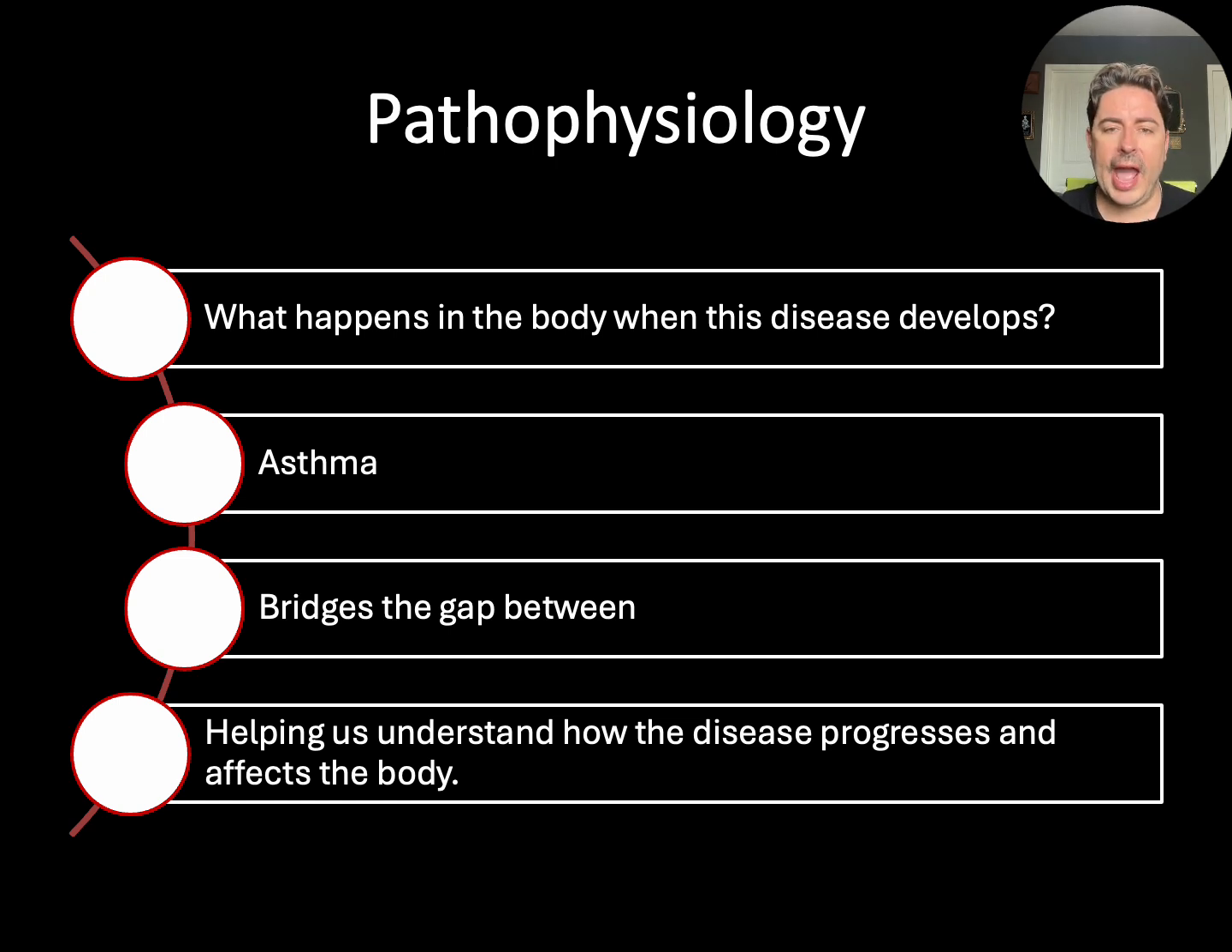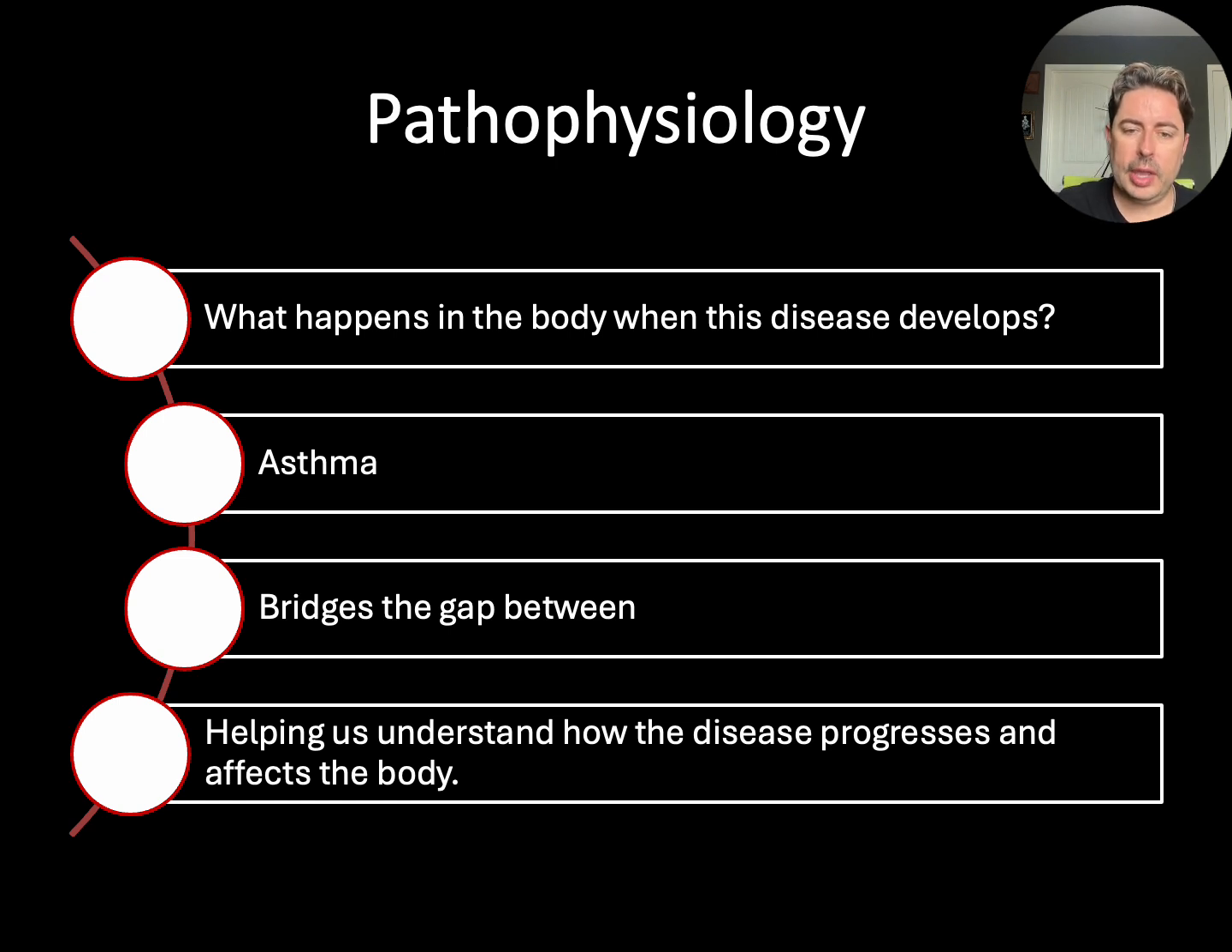So when we talk about asthma and we talk about the etiology, that might be having an exposure to an allergen that leads to a pathophysiologic response being inflamed airways, bronchoconstriction, excessive mucus production, all of those leading to a narrowing of the airways, causing the patient to have trouble breathing. When we look at pathophysiology, this is kind of the bridge. It bridges the gap between etiology and clinical manifestations, helping us understand how the disease progresses and affects the body.